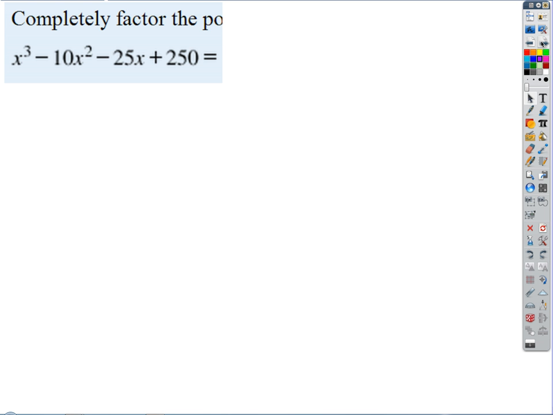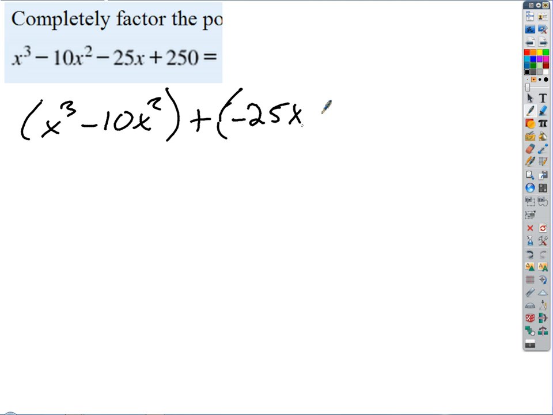When I factor 4 terms, what's my strategy? By grouping. It's easy to remember because there's an even number of terms, so I can split the groups up evenly. So we end up with the first 2 terms, x cubed minus 10x squared, plus. Don't forget the plus sign. People have a tendency to forget that, and they write the other group right next to it, and it looks like they're being multiplied, and they get messed up. So plus the second group, negative 25x plus 250.